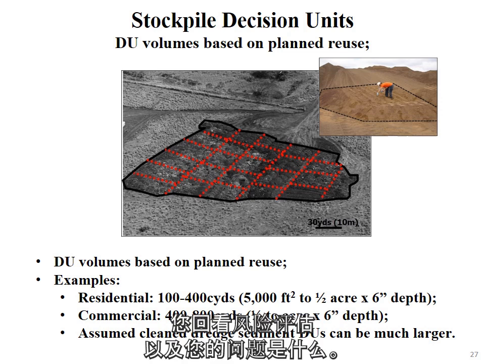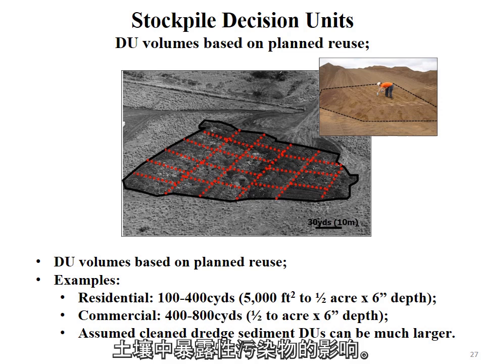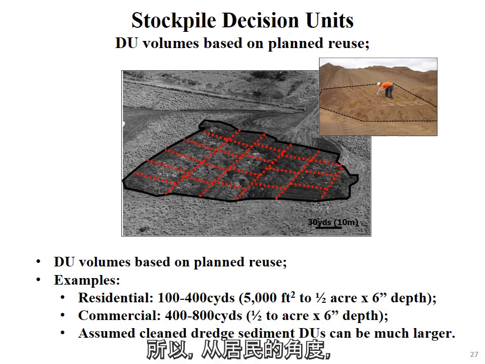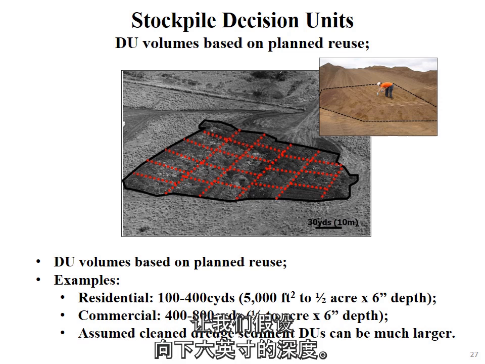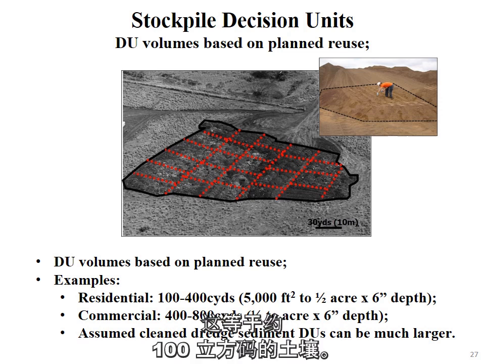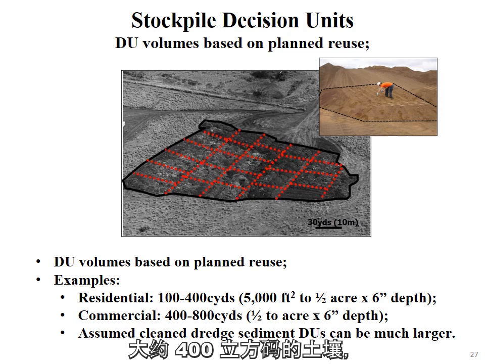Well, you get back to risk assessment, or what's your question. And the idea is you're going to take some of this soil and spread it out across a residential lot, and you're concerned about the exposure of the residents to contaminants in the soil. So from a residential standpoint, our default is a 5,000 square foot lot. Let's assume a depth down to 6 inches. Well, that equates to about 100 cubic yards of soil. Maybe you're having larger lots, half acre, that's about 400 cubic yards of soil.